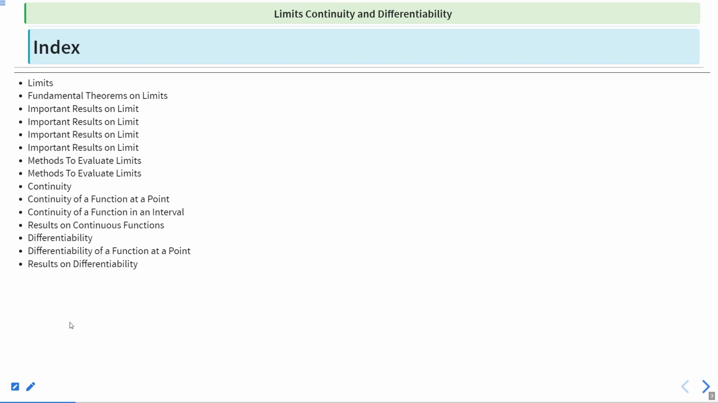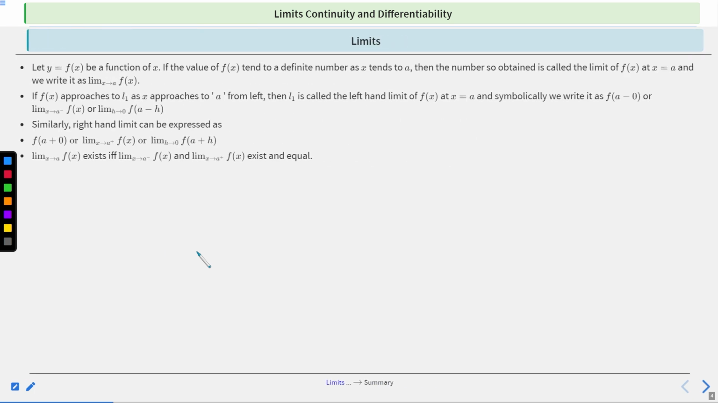So let's start with the topics we will discuss in this lecture. We will first see the limits. What is limits? After that, we will move to the fundamental theorems on the limits. After that, we will move to the important results on limit and methods to evaluate the limits. After that, we will move to the continuity of a function at a point, continuity of a function at an interval, results on continuous function. After that, we will move to the differentiability and we will discuss the differentiability of a function at a point and results on differentiability. So let's move to our topic limits.